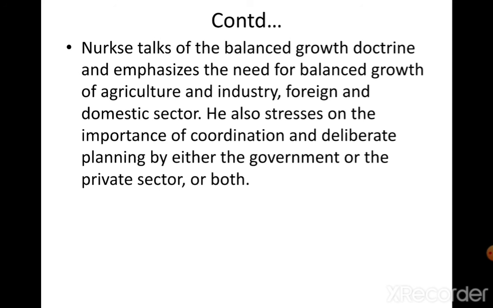Similarly, you cannot expect the foreign sector or the export sector to grow at the cost of satisfaction of the domestic demand. So he calls for balance between the growth of the foreign as well as the domestic sector.